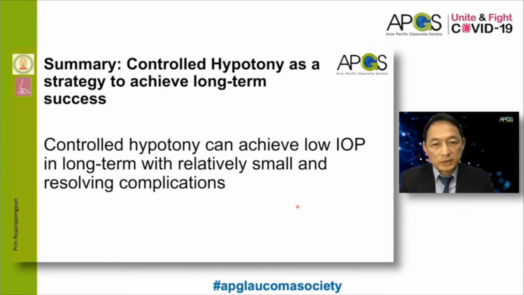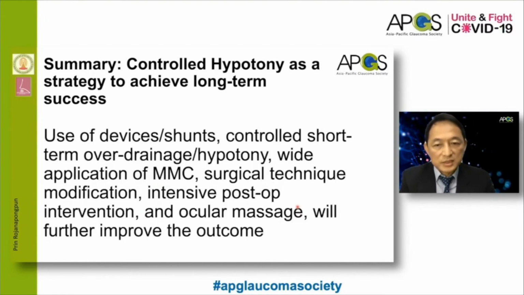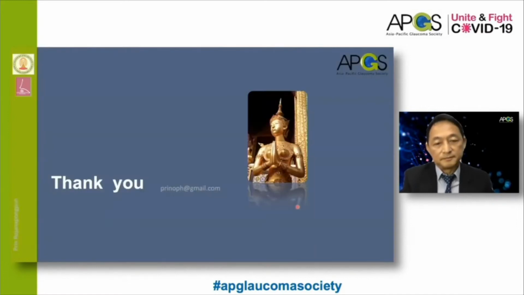In summary, controlled hypotony is a strategy to achieve long-term success. There are complications that we have not discussed in this talk, but I just want to introduce the concept. Most of the complications are relatively small and can be resolved or corrected. Use of a device, a shunt with control, controls short-term overdrainage and hypotony, while application of mitomycin C or any other agent, surgical technique modification, and intensive post-op intervention, including ocular massage, will further improve the outcome. Thank you for your attention.